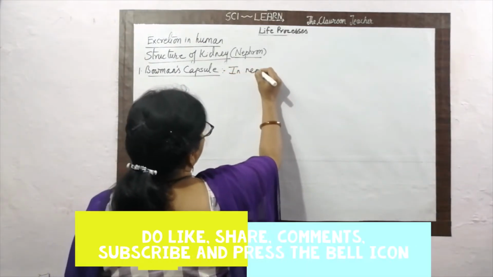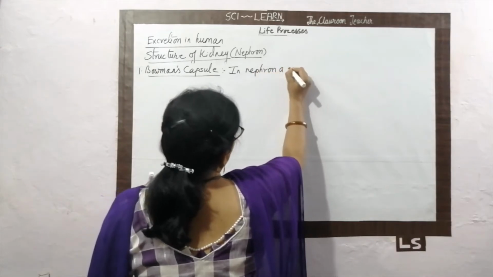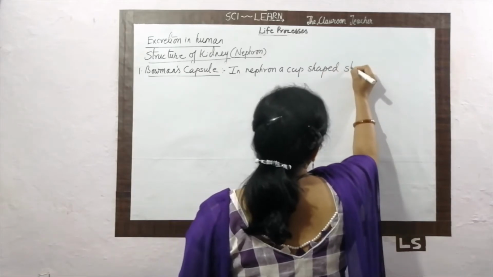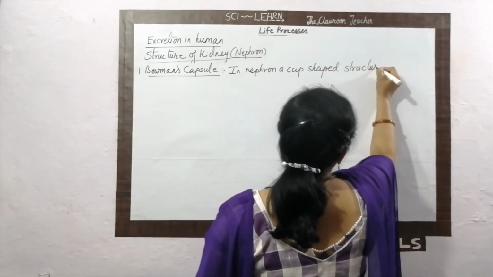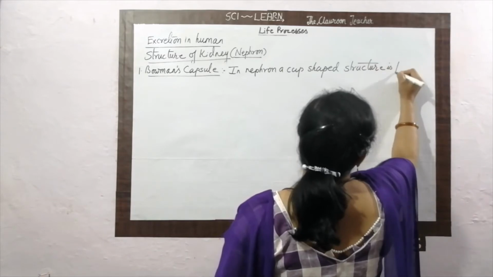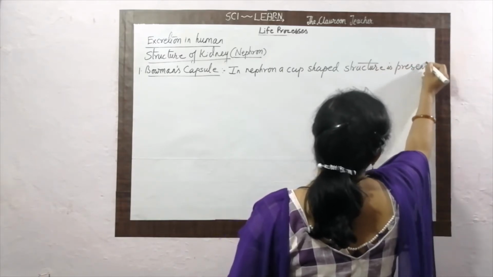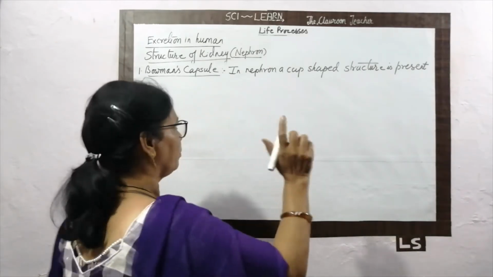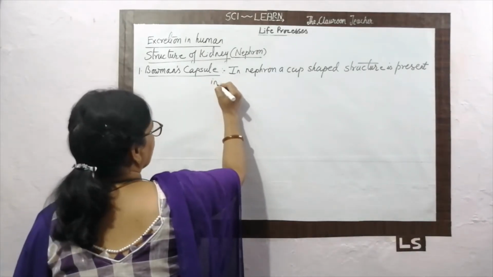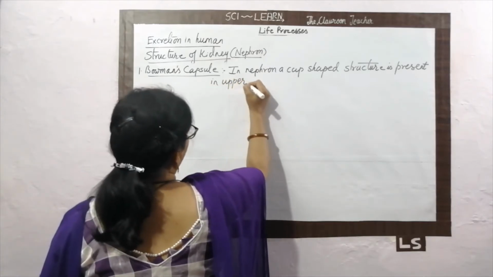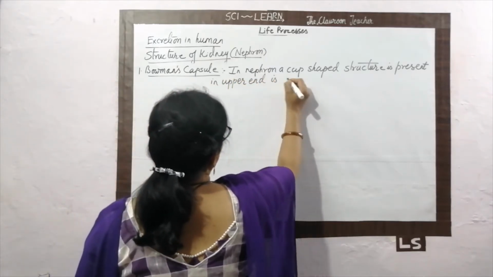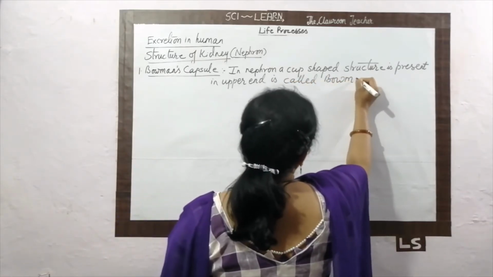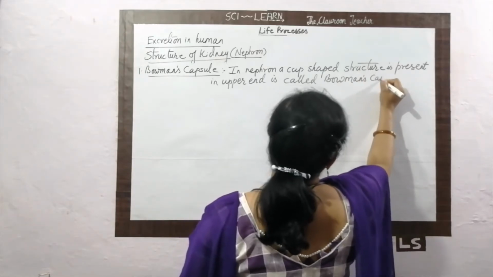In the nephron, a cup-shaped structure is present at the upper part of the nephron. It is present in the upper end of the nephron. The structure present in the upper end is called the Bowman's capsule.